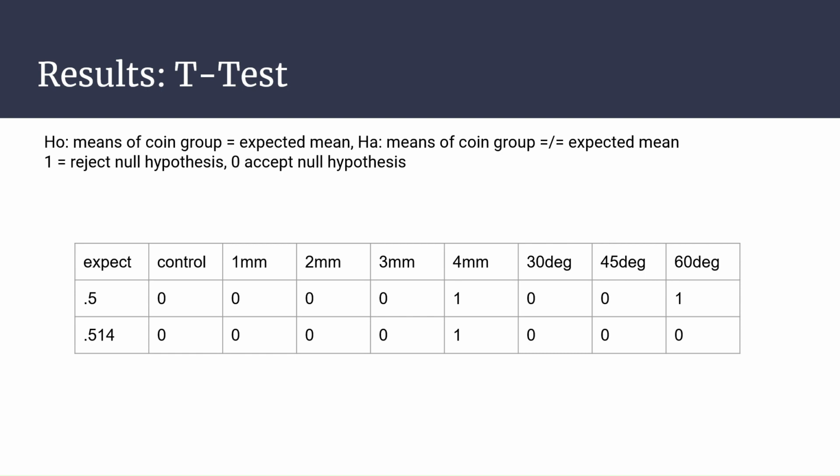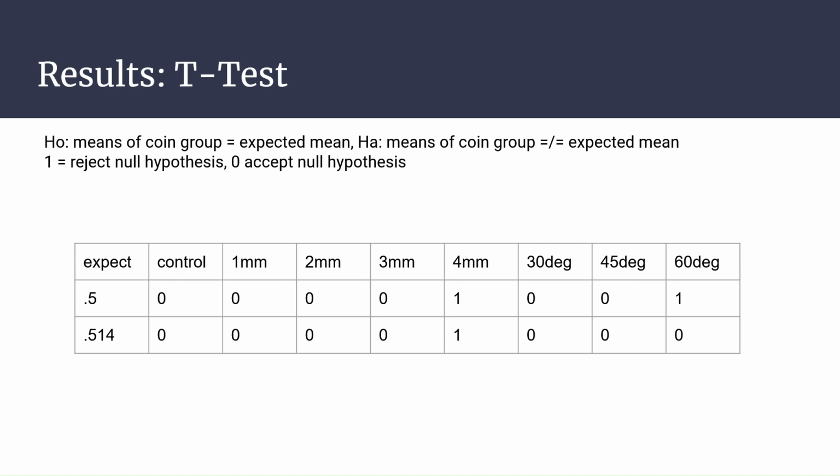Now, our table here shows, this is directly from MATLAB, a 1 will mean reject the null hypothesis, a 0 will mean to accept it. So this table is really nice because you can really visualize the effects of each family and each step size within the family of effect. So our control obviously is 0, so we're going to accept the null hypothesis.